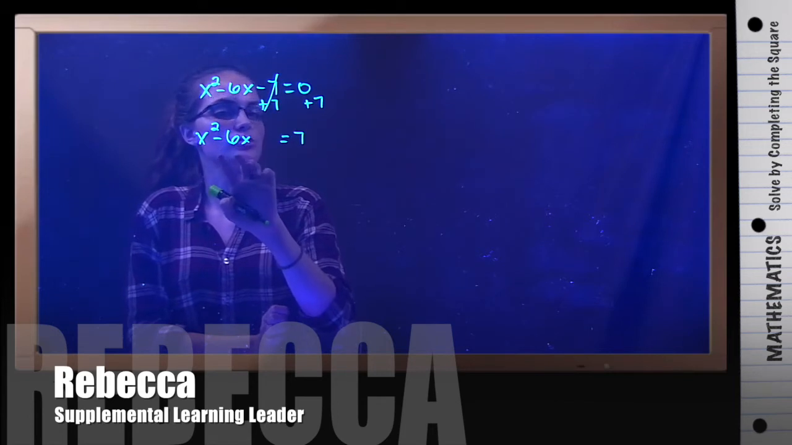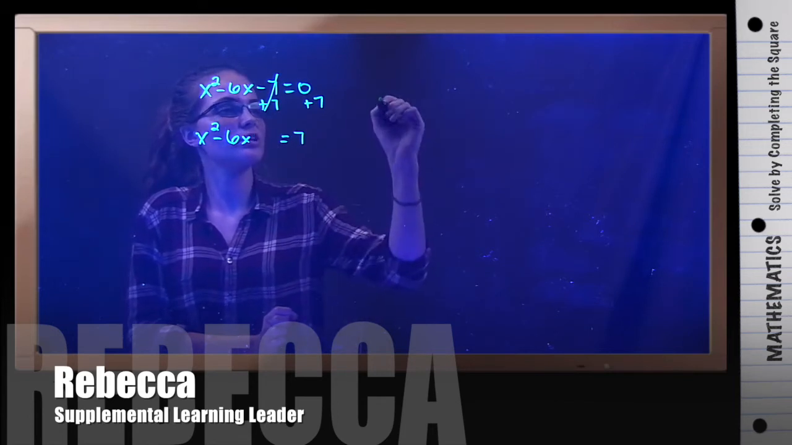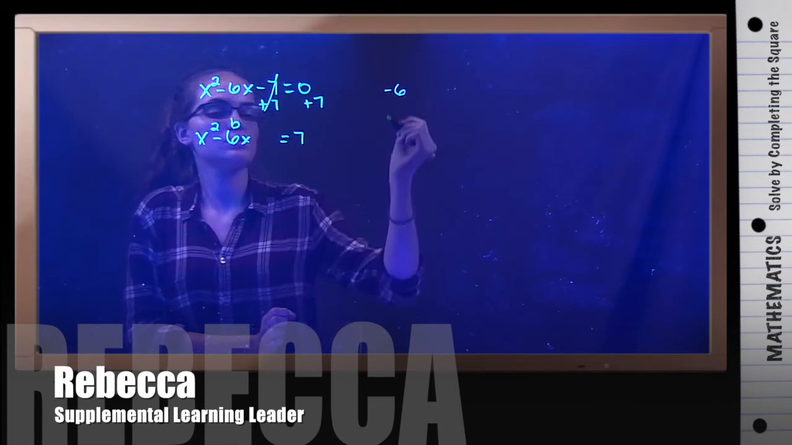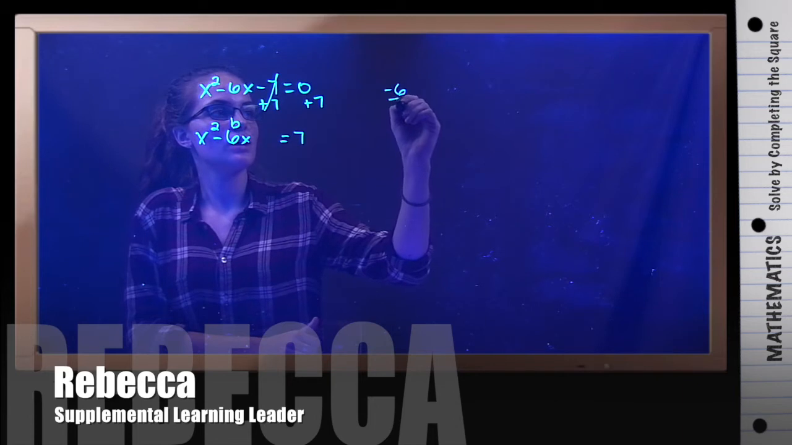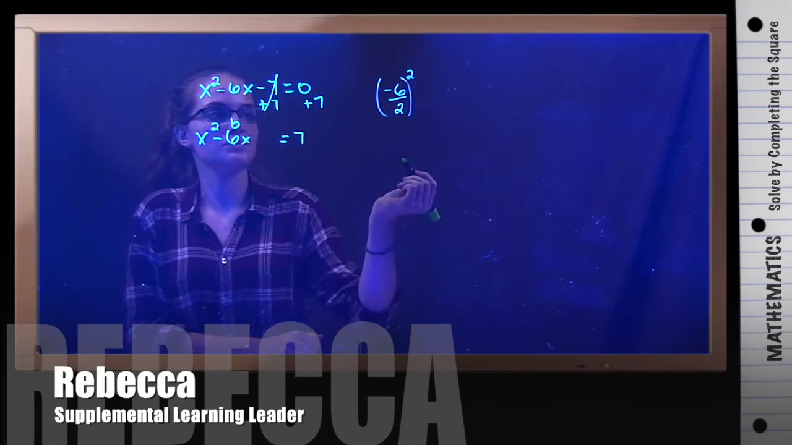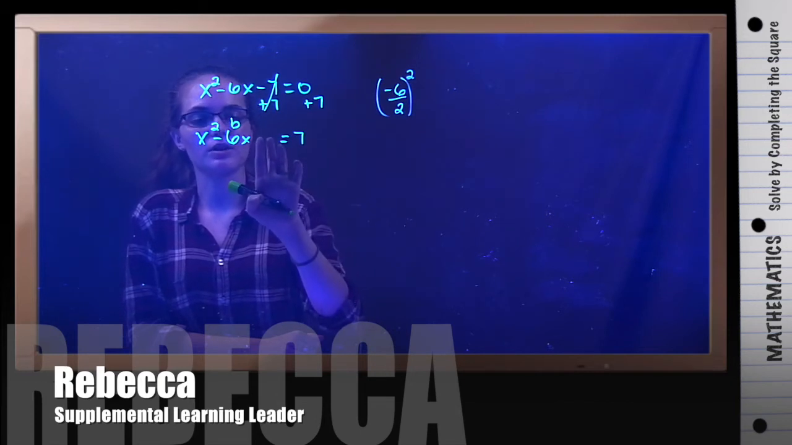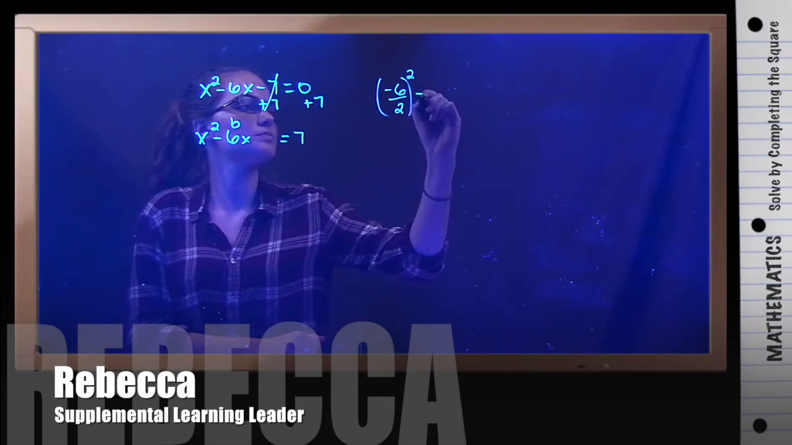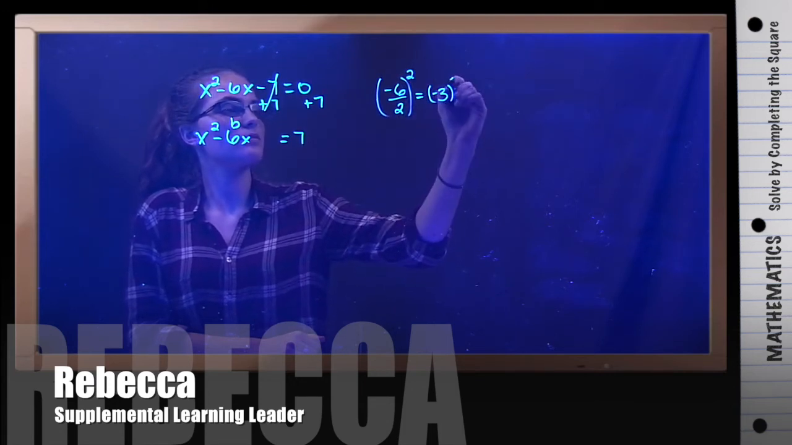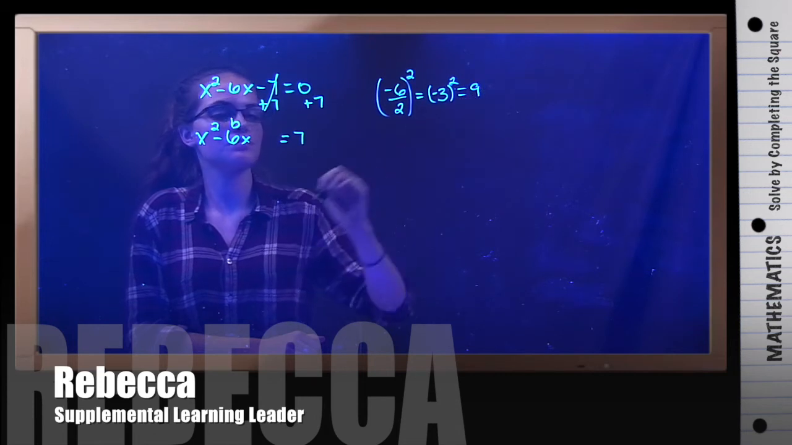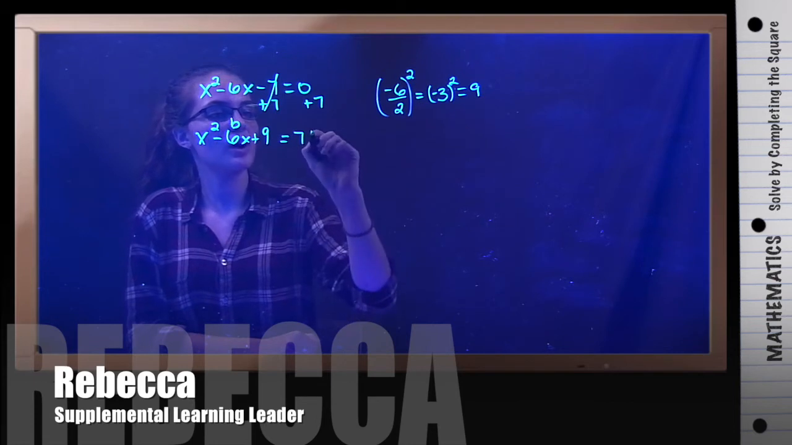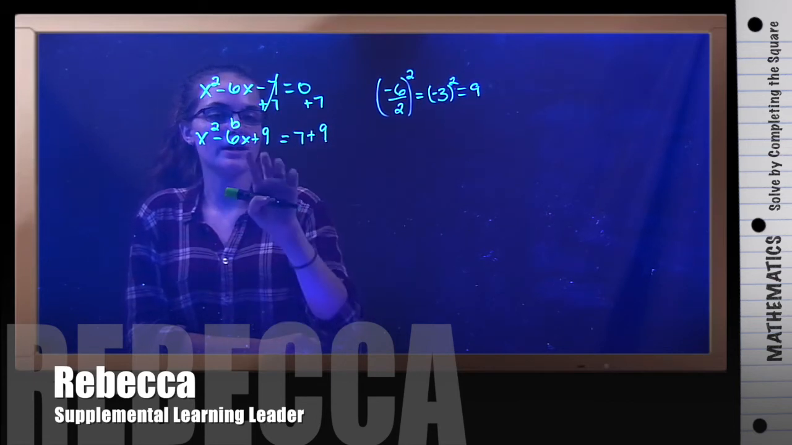And now, what we can do to make this a perfect square trinomial is take our b, our middle term, negative 6, just the coefficient, and divide it by 2, and then square it. And that will always result in a number that will make this a perfect square trinomial. Negative 6 divided by 2 is negative 3, and then negative 3 squared is positive 9. But you have to also remember that whatever you do to one side, you have to do to the other. So I add 9 to both sides.